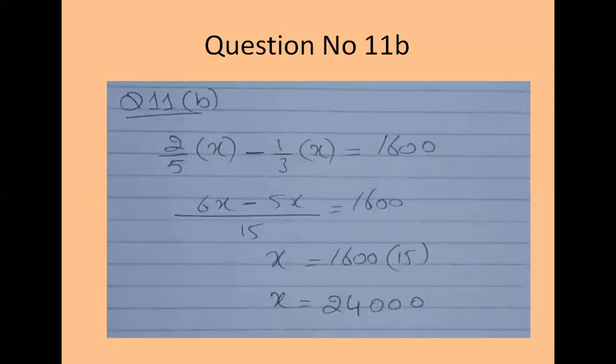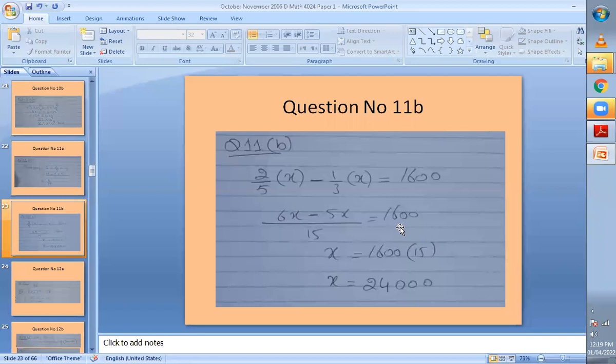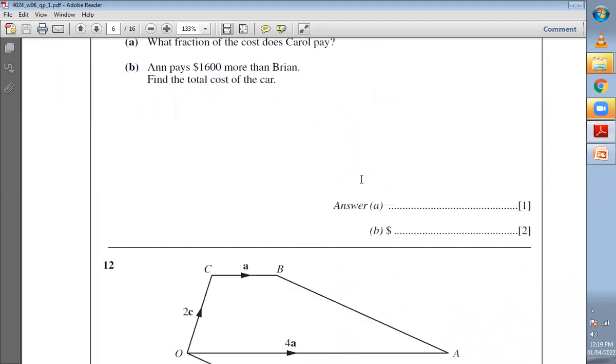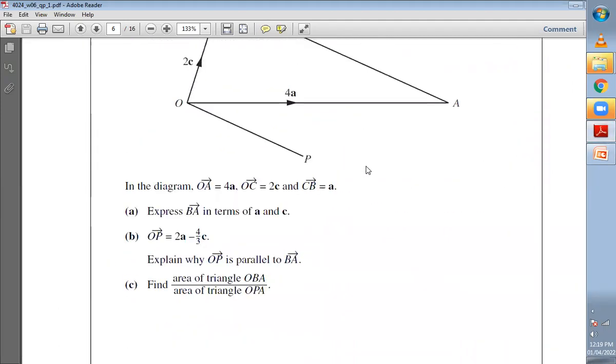This 15, which is dividing here, when it goes to the other side, it will multiply. So 1600 multiplied by 15 will give you 24,000. So the total money they paid for the rent was $24,000. Hopefully you understand this question. That was a 2-mark question.